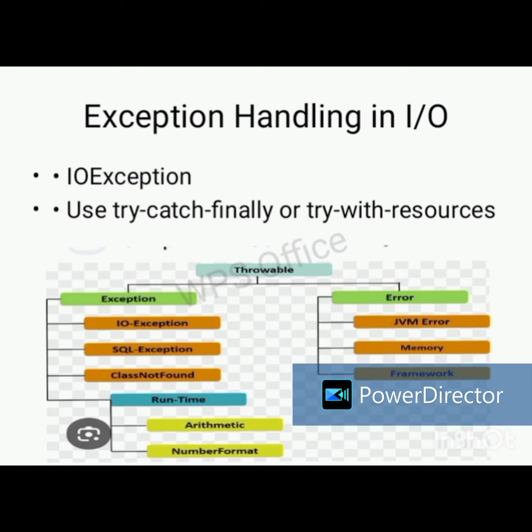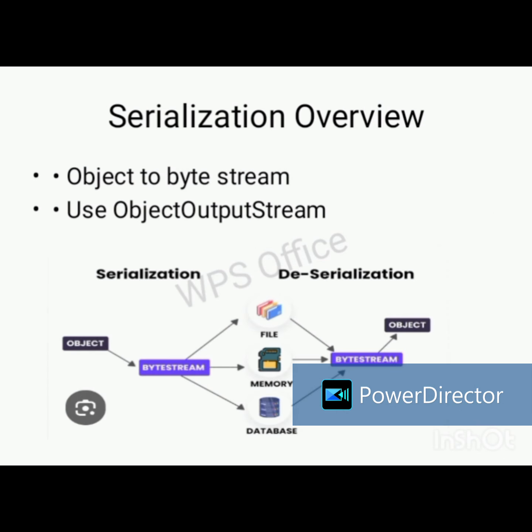Benefits of try-with-resources: it automatically closes the stream, and gives cleaner and more concise code. Common input and output exceptions: FileNotFoundException, EOFException, IOException. Handling exceptions properly ensures your program remains stable and user-friendly even when errors occur.